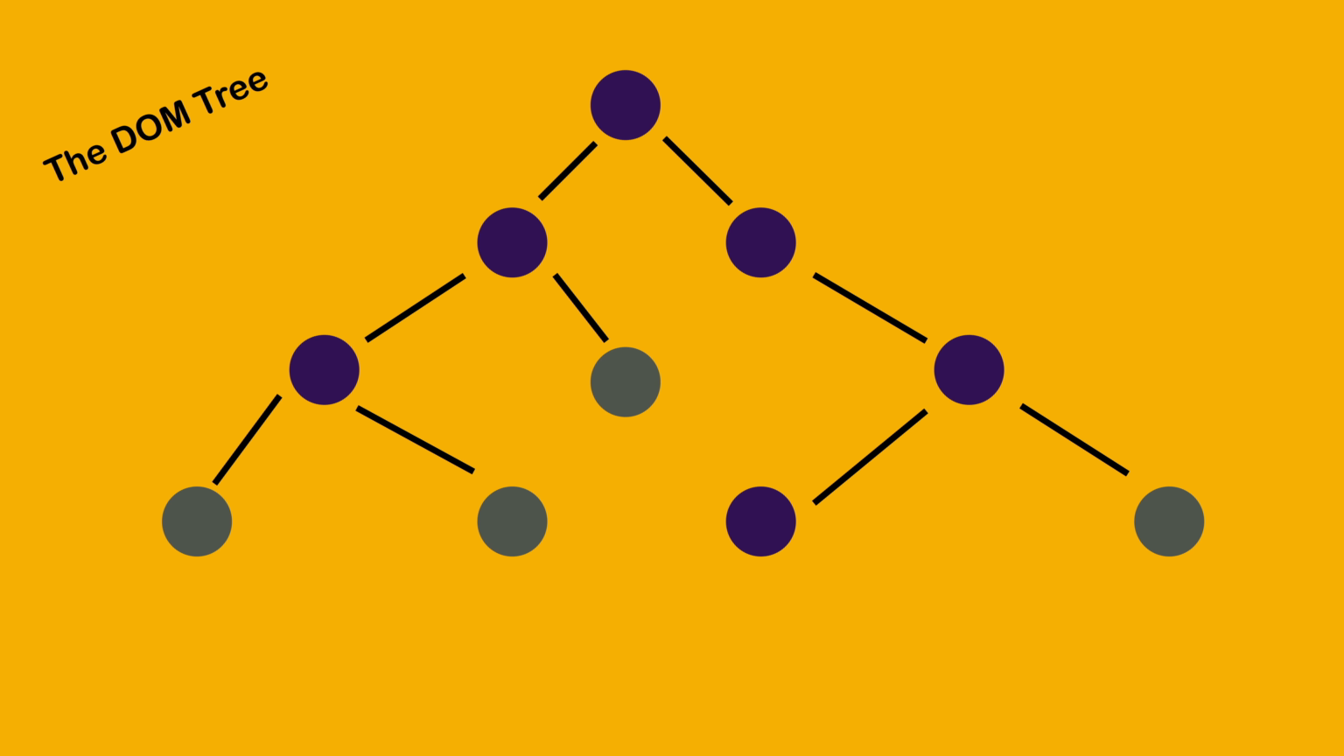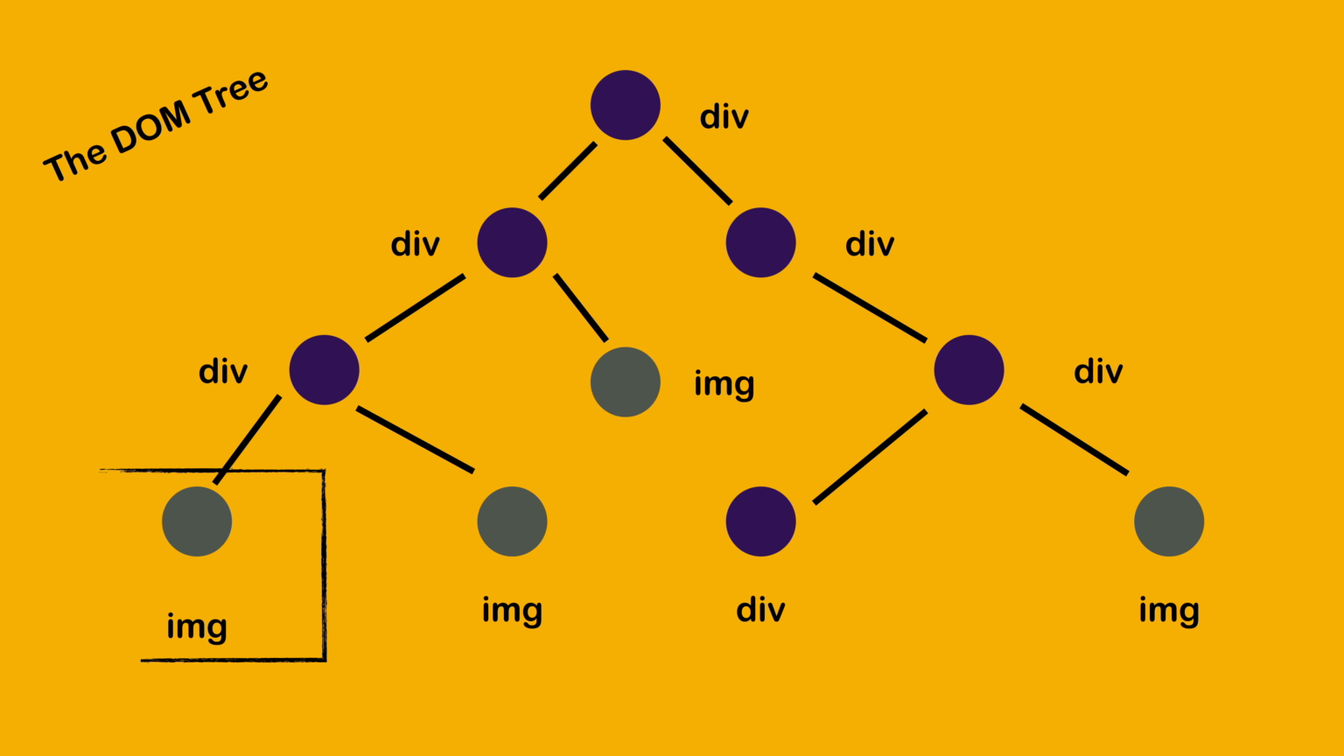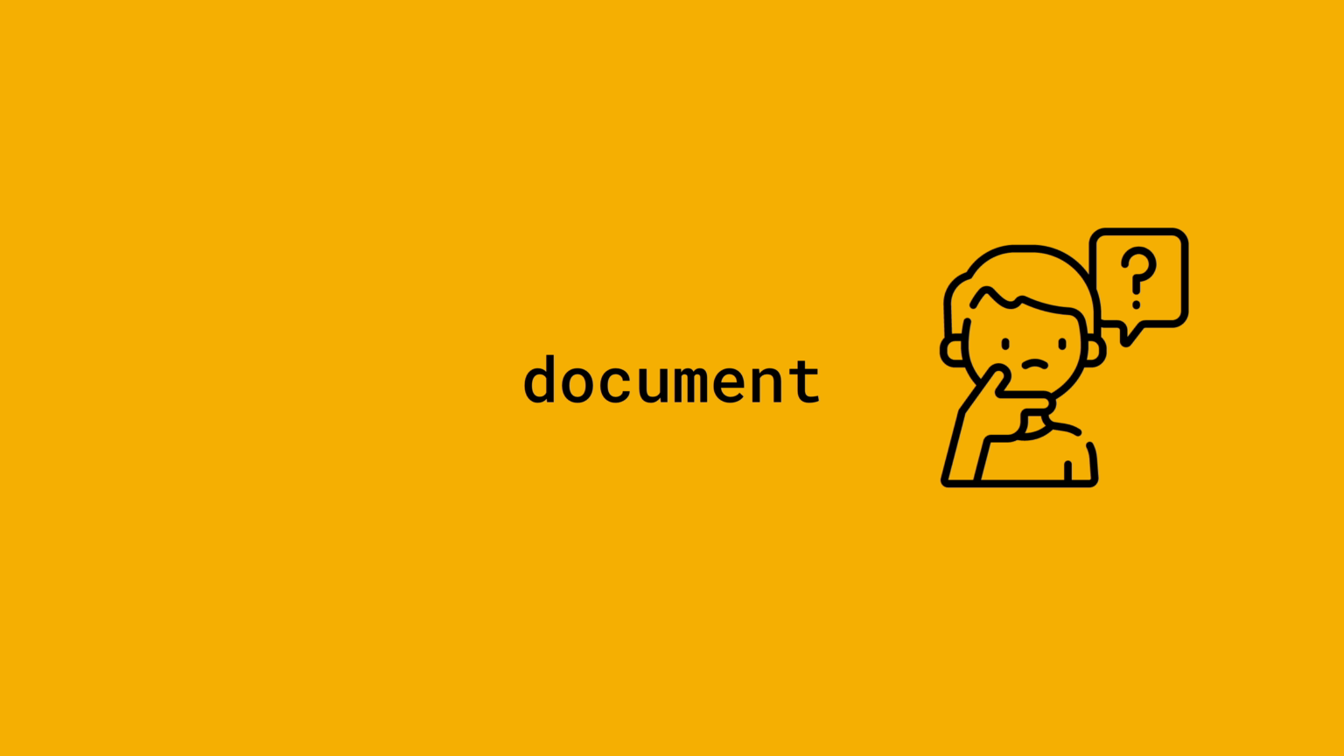Let's say we have an HTML page represented as a DOM tree that contains two kinds of elements, the div element and the image element. And given this tree, let's say we want to find out the first image element in the DOM tree. So, looking at the top level document object, how do we find the first image element?